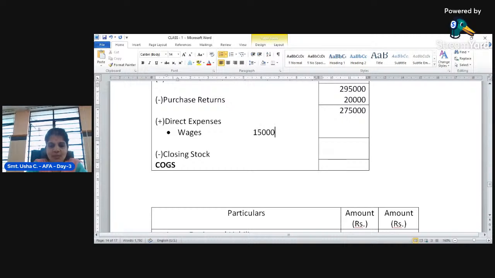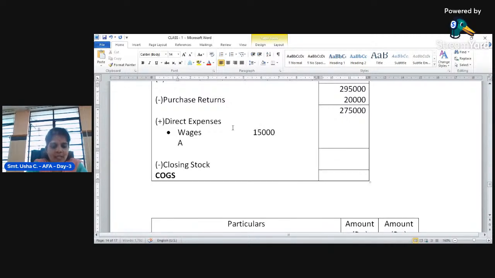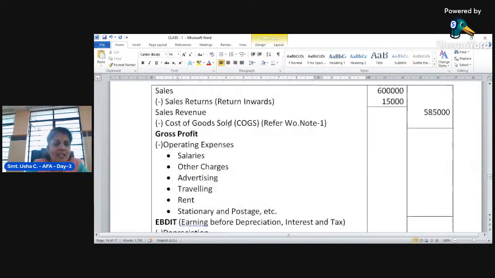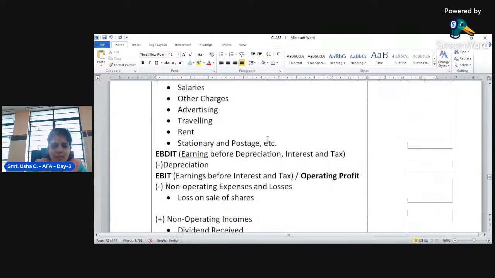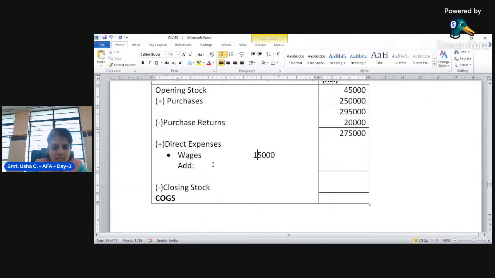Wages, it is 15,000, and for which there is one adjustment. The adjustment is that wages of rupees 2,500 is outstanding. We have taken the adjustment of this outstanding, so it is 2,500 under cost of goods sold. Outstanding wages means still not paid, but it is an expenditure, right? This amount of 2,500 will be added back to the wages amount. What is the total?